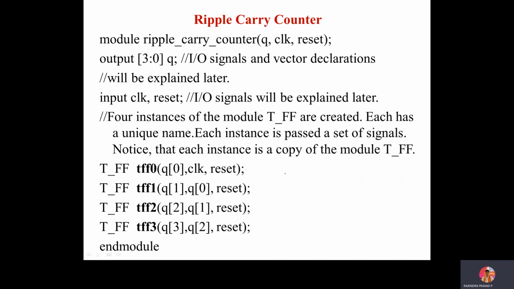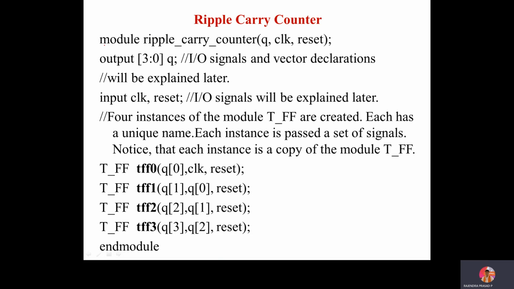For writing the ripple carry counter, we should have the instances, right? We should know what is the input and what is the output. My inputs for the ripple carry counter are the clock and the reset pin. And my output is Q0, Q1, Q2, Q3, which is a vector, a 4-bit. So I'm going to declare one variable Q. And this Q you can observe here.